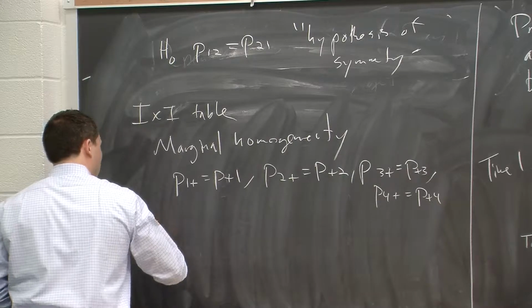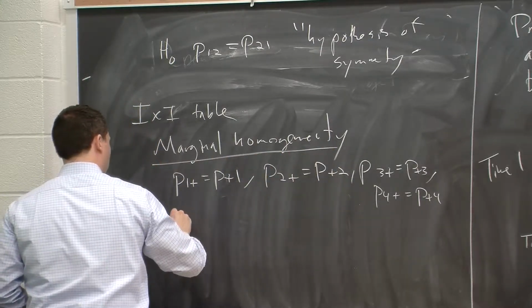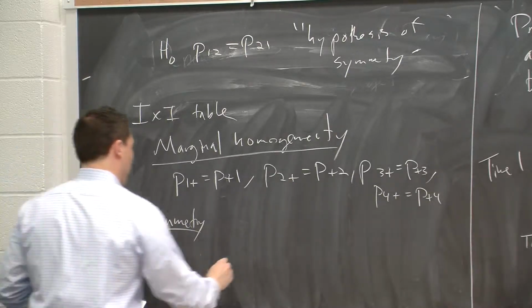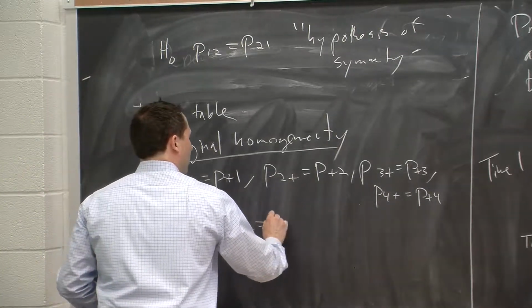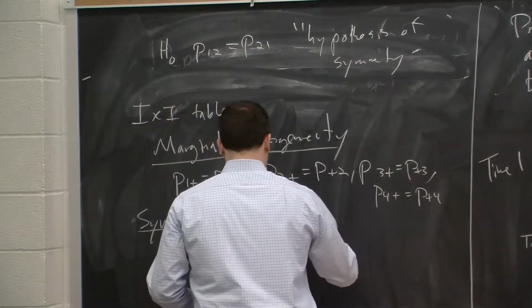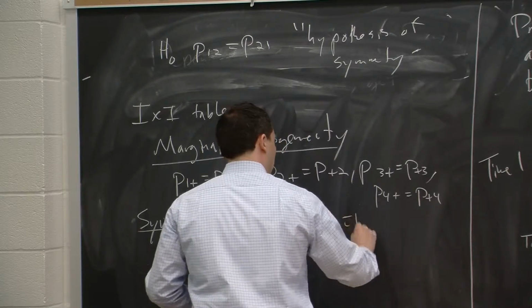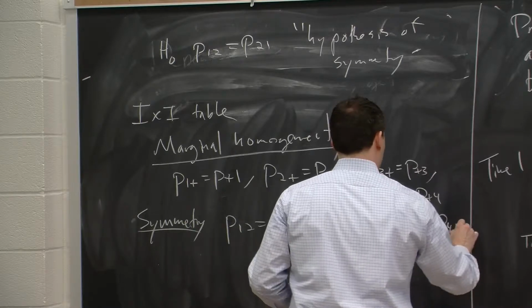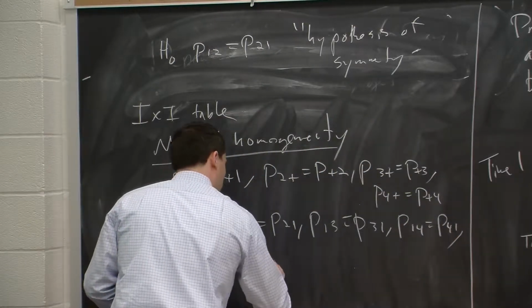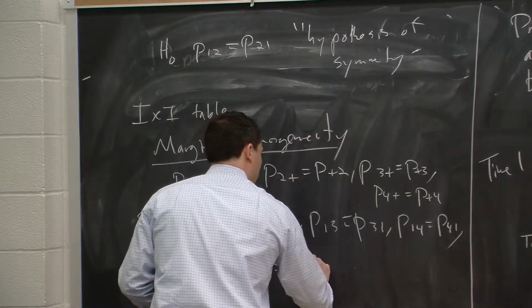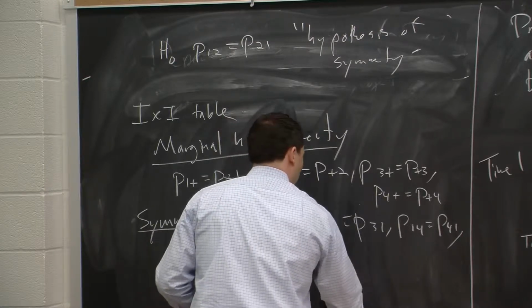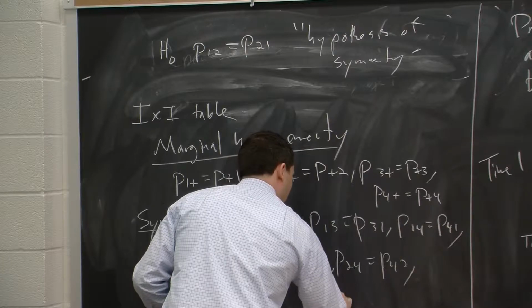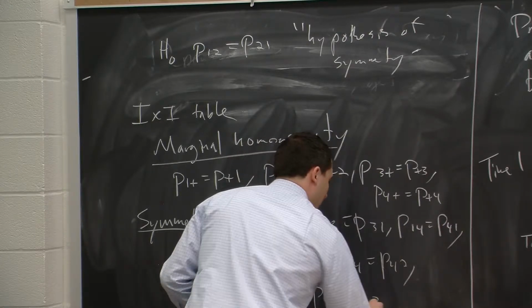The symmetry would be the assumption that, well, P12 is equal to P21, P13 is equal to P31, P14 is equal to P41, P23 is equal to P32, P24 is equal to P42, and P34 is equal to P43.